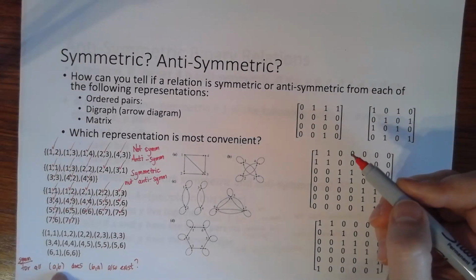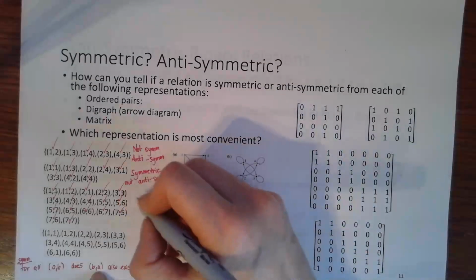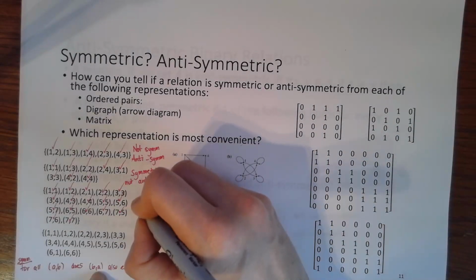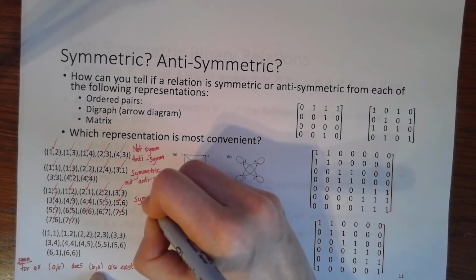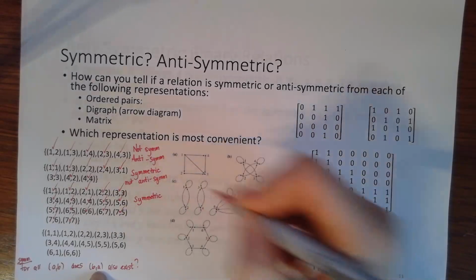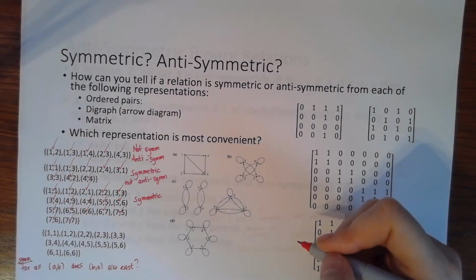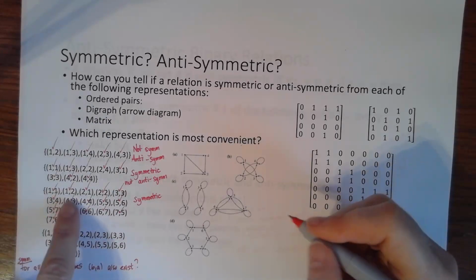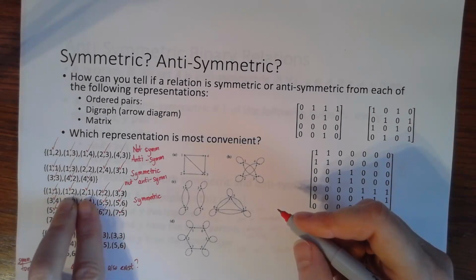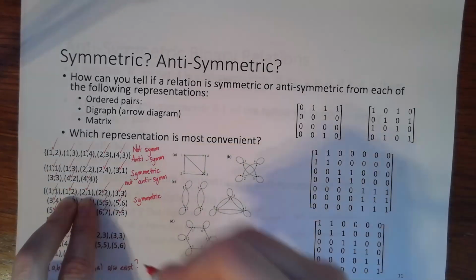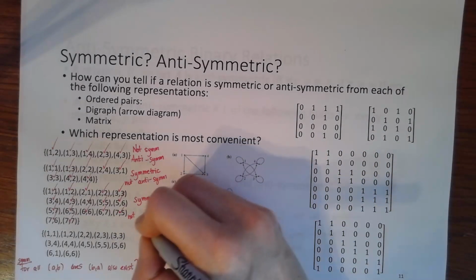So every time we found an AB, there was a BA. So this one is symmetric. Okay, and did we ever find an A not equal to B where this wasn't true? Well, certainly. There was a bunch of times, like 1,2 and 2,1. They're not the same thing, and they're both there, so this one is not anti-symmetric.